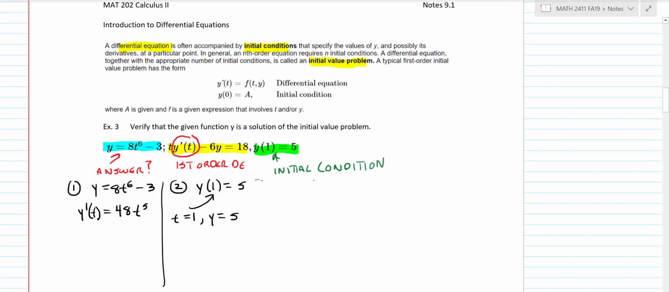All right, so what we're going to do on this is just do these parts of the problem. We're going to do this part, y prime of 1. So if we do y prime of 1, we plug in 1 into this derivative. So that's 48 times 1 to the fifth. So y prime of 1 is equal to 48. Okay, and we already got y of 1 is equal to 5. So now we're ready to plug everything in to finish this up. So what you want to do is write down your differential equation.